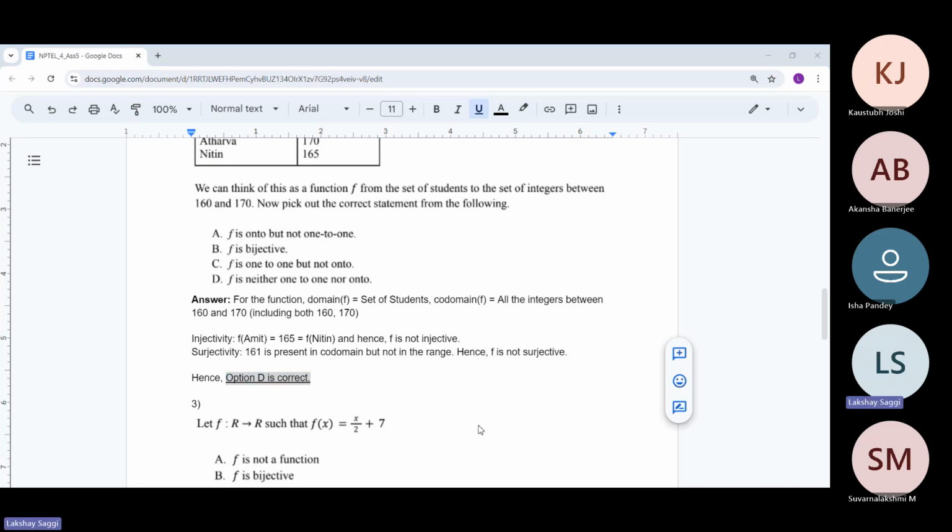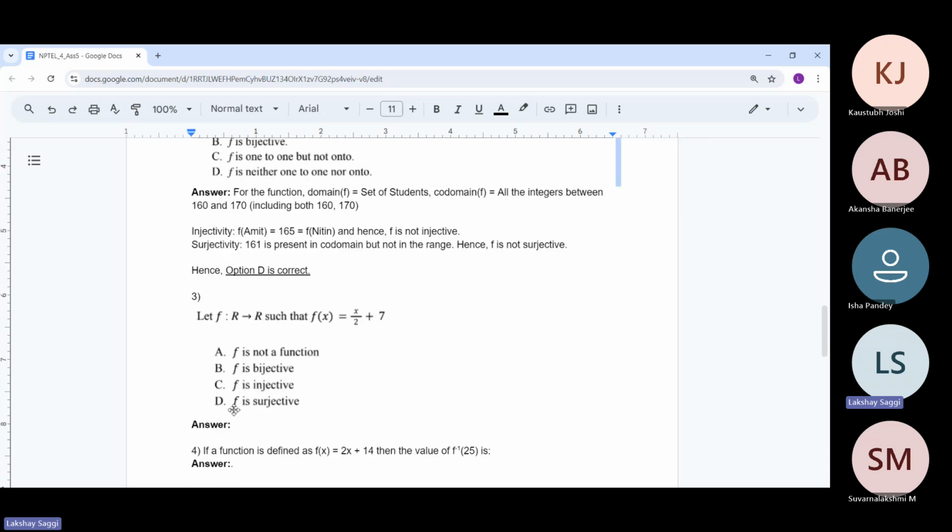Okay, then. Now maybe we can move on to the next question. So the third question says, let f from R to R be such that f of x equals x by 2 plus 7. So again, we have another question of the same type. We have to check whether the function going from R to R is surjective, injective, or something. Again, let's just check for injectivity first.